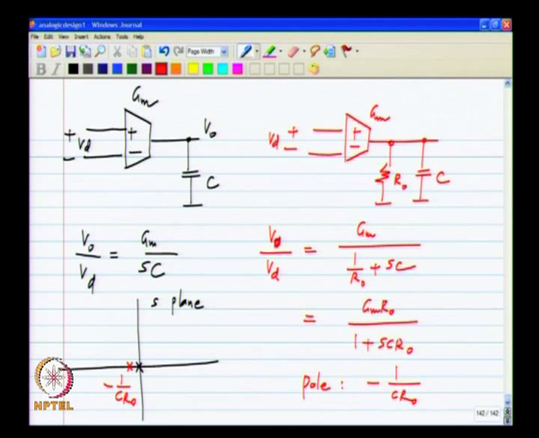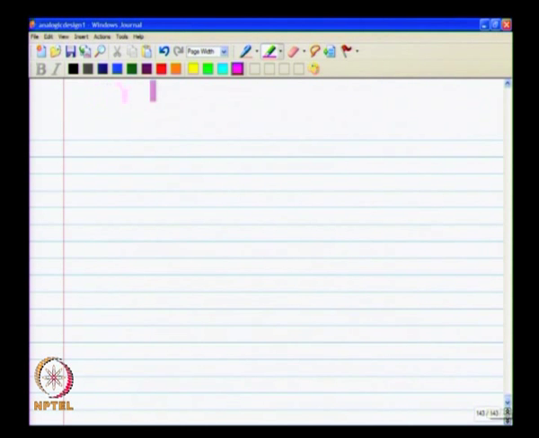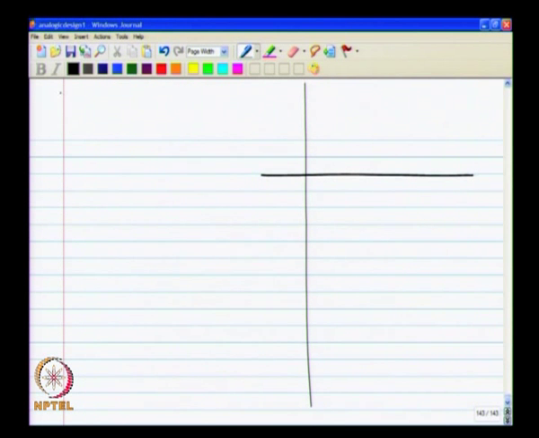So, that is what it looks like, and we can also look at the magnitude and phase of the two op amps, that is, the ideal case when there is no Ro or Ro is infinity, and the actual case when there will be a finite Ro. First I will draw it for the ideal case.